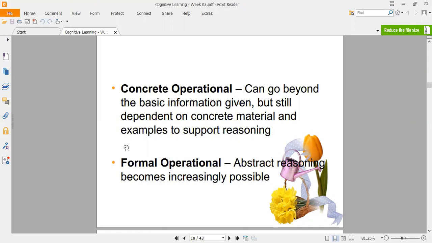Exactly. So there is also another example.